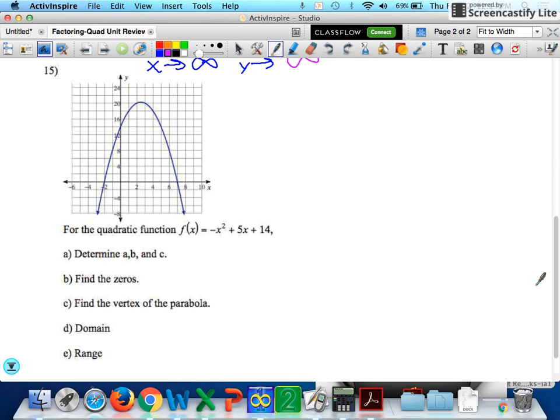Number 15 is a slightly more complicated graph. Because look, guys, it doesn't look like it perfectly comes to a maximum. It might, but it's going to be a little bit shaky. So we're going to want to graph this one ourselves. Okay?